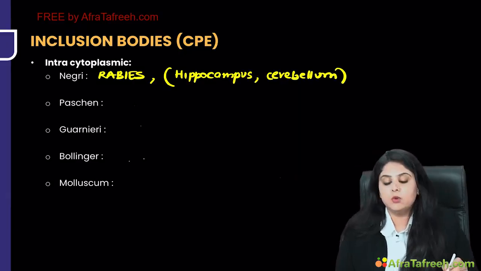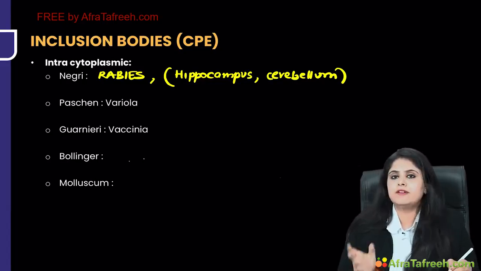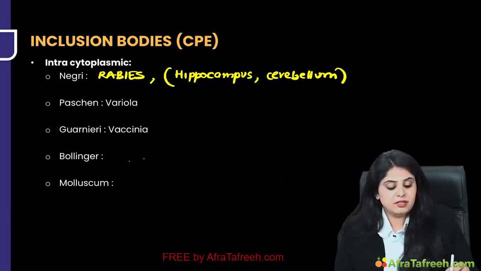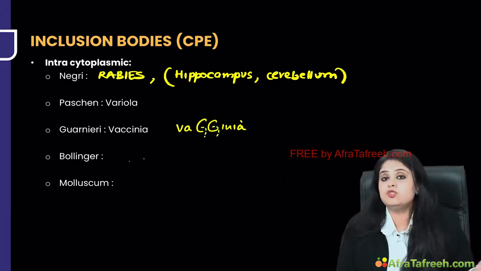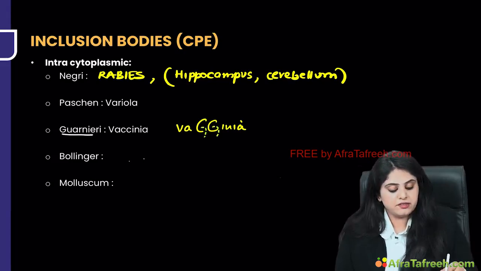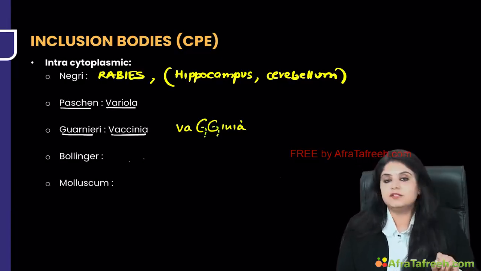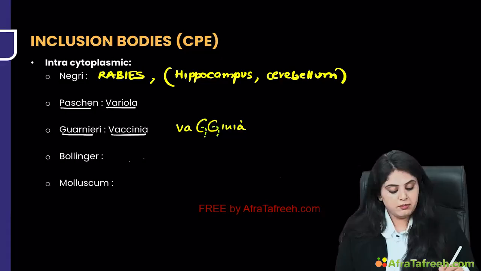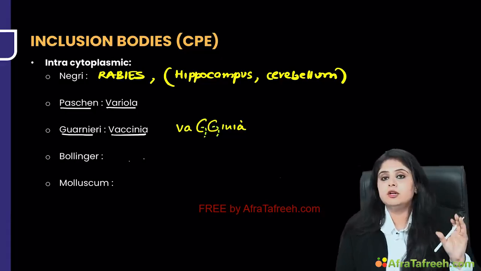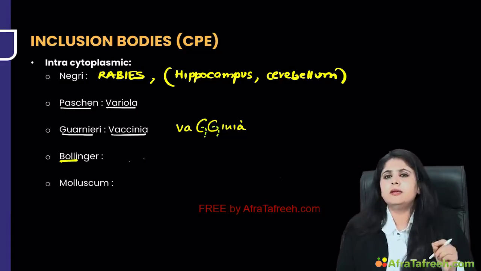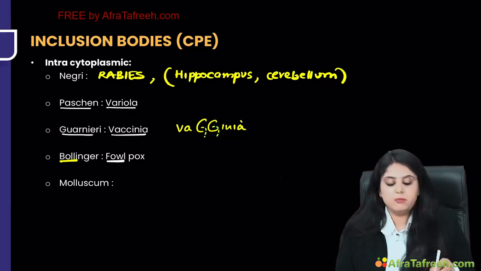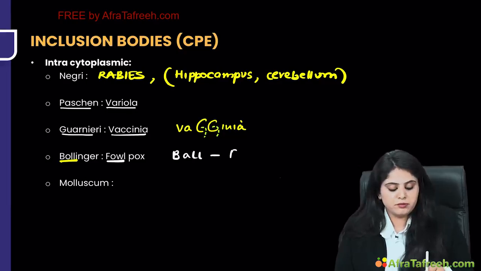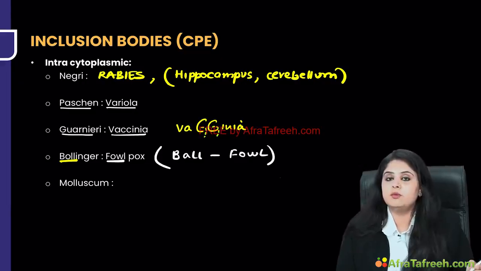Coming to the Paschen and Guarnieri bodies, all-time confusion. Some books say variola, vaccinia. What is the confusion? So please remember, Guarnieri, or if I write vaccinia, vaccinia is going to have lots of C's which I can easily convert into G's. So remember, Guarnieri bodies are seen in vaccinia and then Paschen bodies become for variola. Coming to Bollinger bodies, very easy to learn. Whenever you have a ball, football, basketball, any game, what happens in it? Foul. So Bollinger bodies are seen in fowl pox. Always remember, any football will have a foul. Bollinger bodies are seen in fowl pox.